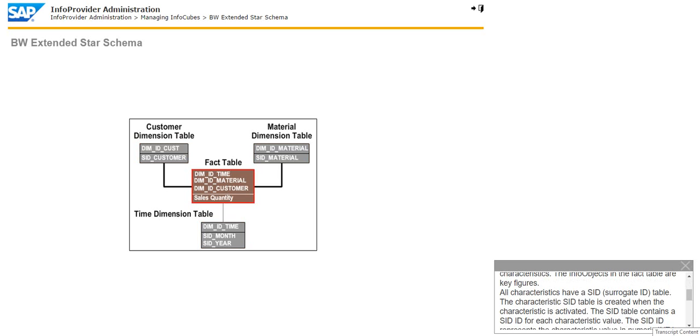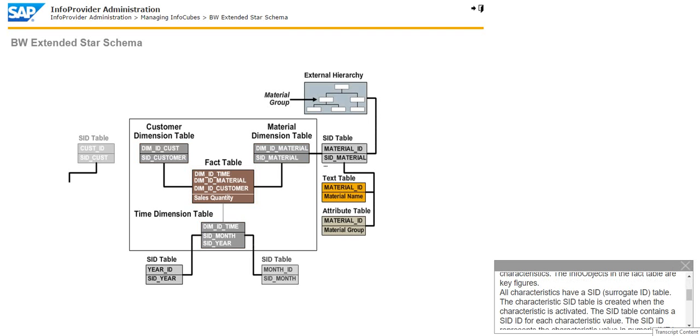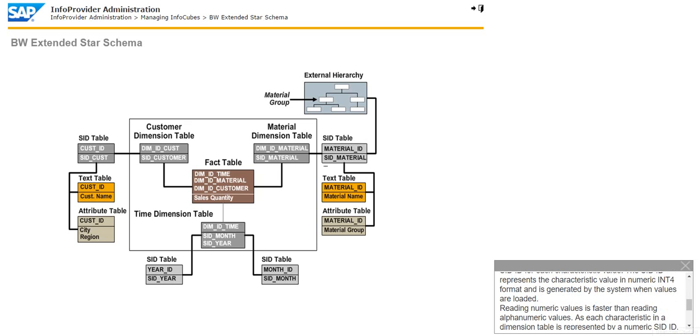All characteristics have an SID or surrogate ID table. The characteristic SID table is created when the characteristic is activated. The SID table contains an SID ID for each characteristic value. The SID ID represents the characteristic value in numeric INT4 format and is generated by the system when values are loaded. Reading numeric values is faster than reading alphanumeric values.